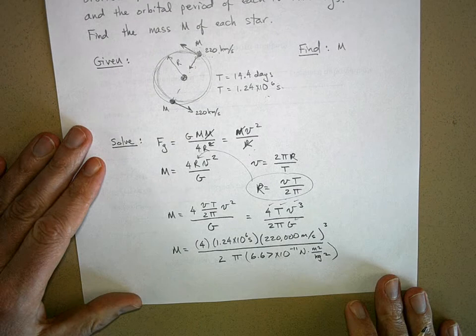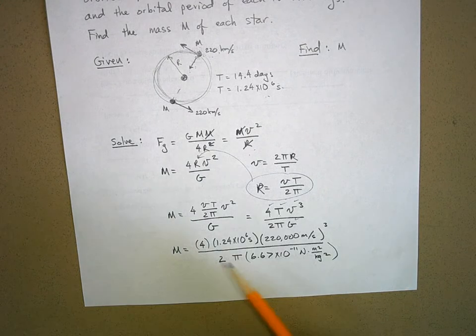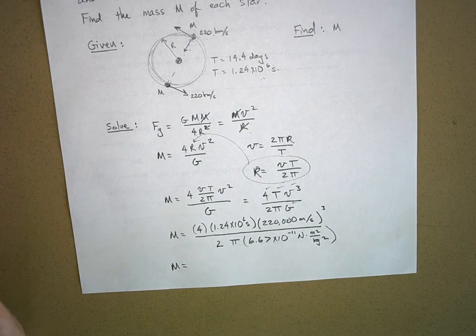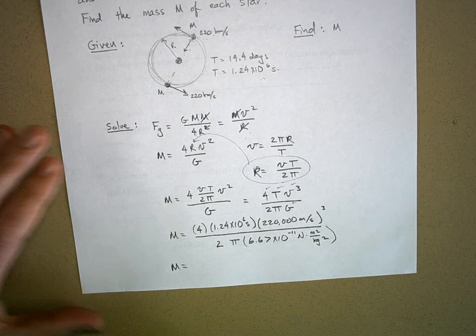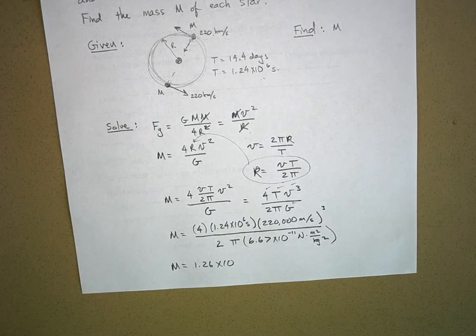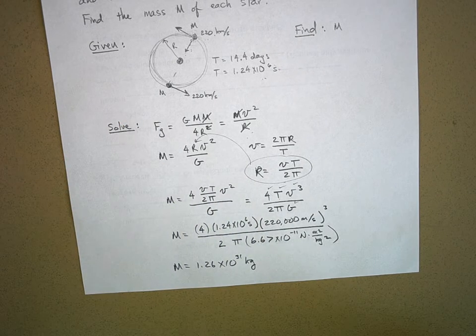And what do we get when we do all that? Well, hold on a second. Do I have a 2 in the wrong place? Oh, the 2 and the 4 cancel. I should have done that. You get m equals, and I'm cheating. I'm looking in the solution guide because I don't want to take the time to type it into a calculator. 1.26 times 10 to the 32 kilograms. That's a pretty big, heavy star.